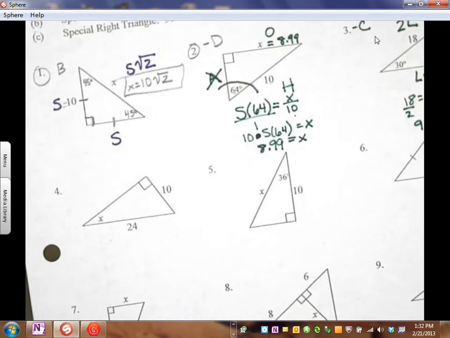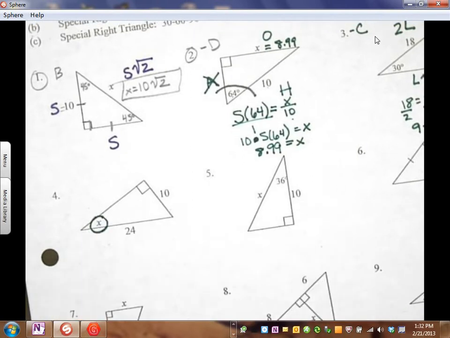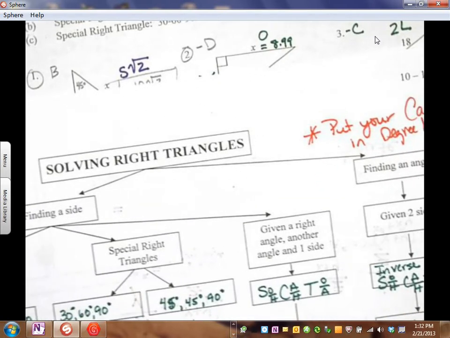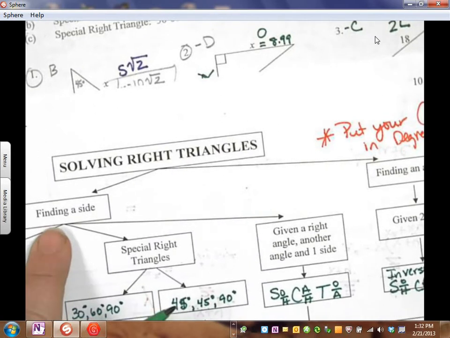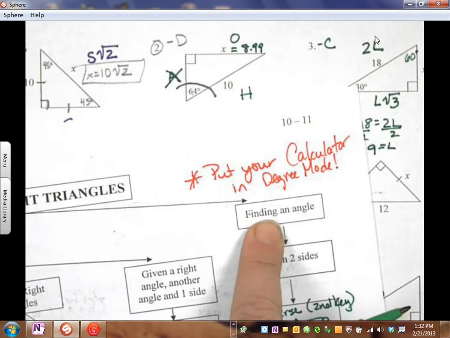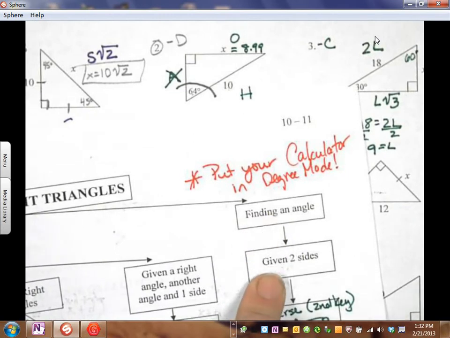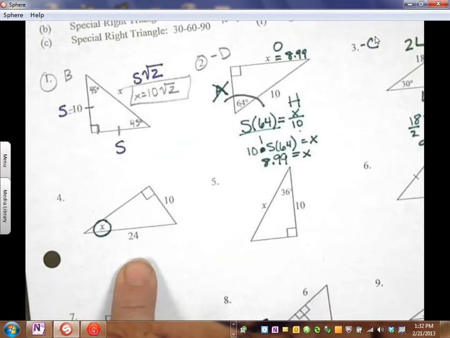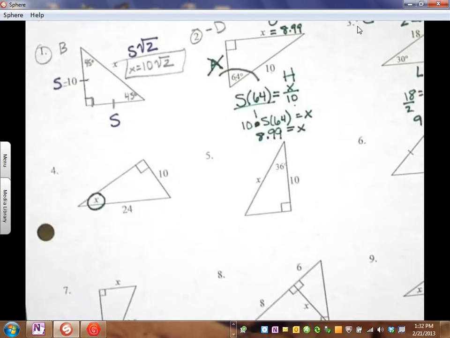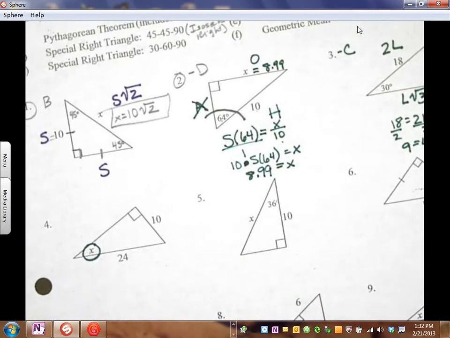All right, let's look at this one. Now in this problem, what do I want to know? I want to know an angle. So let's go through here. Let's look at the top of our sheet. We're solving, and do we want to find a side, or do we want to find an angle? Oh, we said we wanted to find an angle. So when we find an angle, and we are given two sides, do we have two sides in this? We do. Then we're going to use the inverse SOHCAHTOA. So we treat it just like a regular SOHCAHTOA problem.